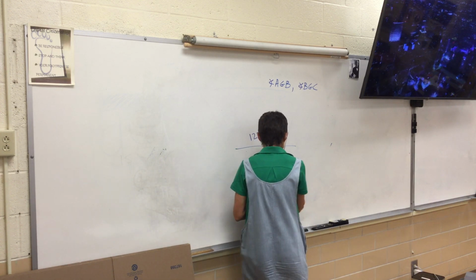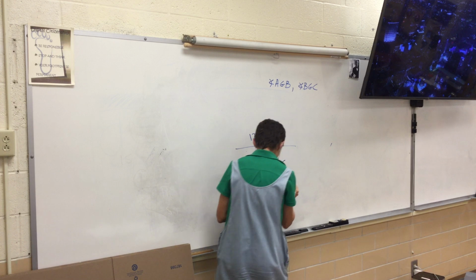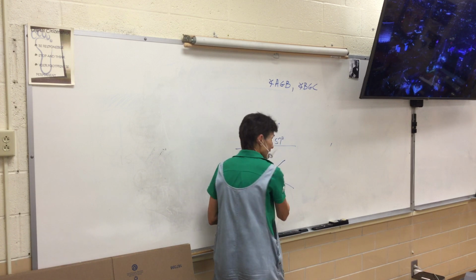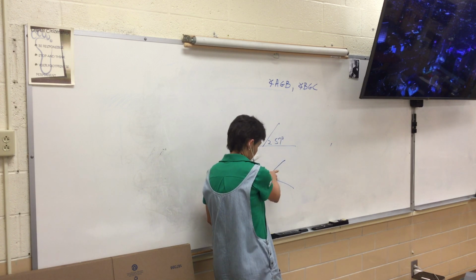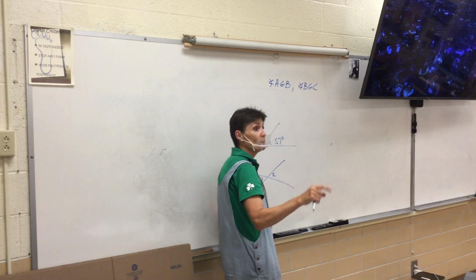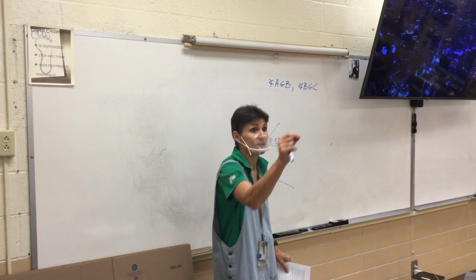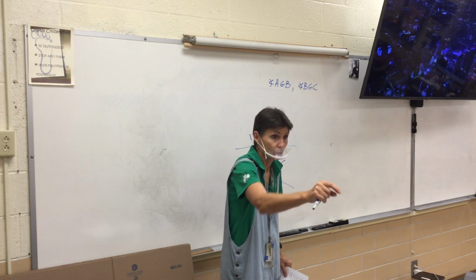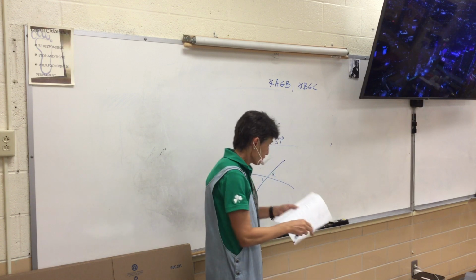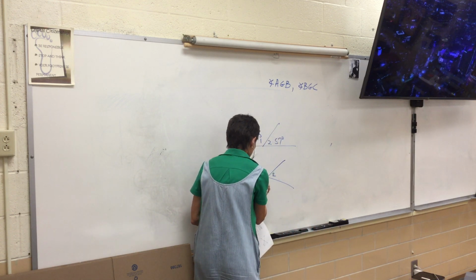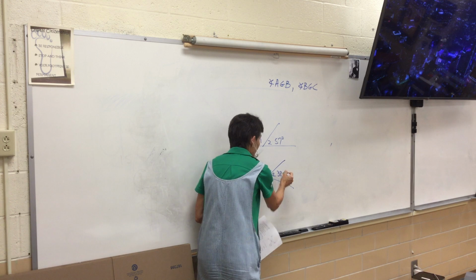All right, next one. What kind of angles are these? 1 and 2 are what kind of angles? Vertical. And what do we know about vertical angles? They're always congruent. They're the same. So the minute they tell me that this one's 38, I know that one's 38.